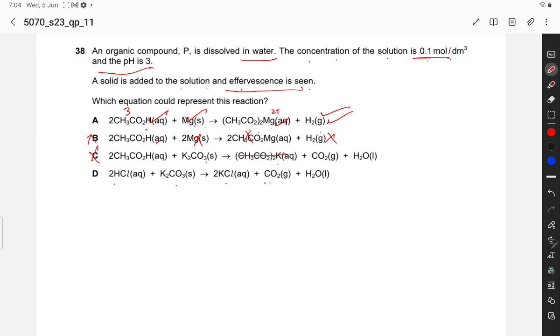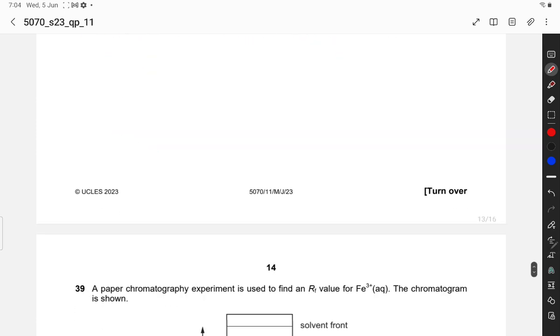2HCl gives KCl plus CO2 plus water. HCl has a pH of nearly 1 to 2, so that is why it is also incorrect. A option is the correct option.